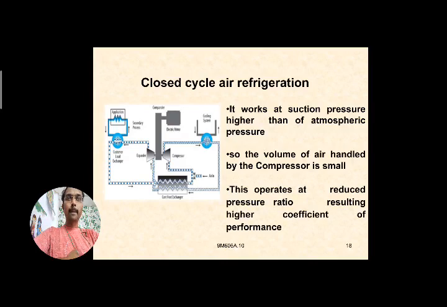Next, the open cycle air refrigeration works on high pressure ratios, whereas the closed cycle operates at reduced pressure ratios, resulting in higher COPs. If you observe the open cycle, it has lower COPs. In the closed cycle, due to the reduced operating pressure ratios, you get a higher COP.